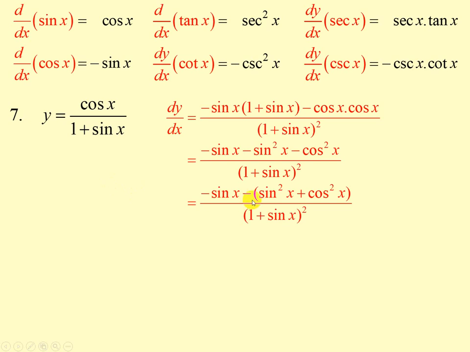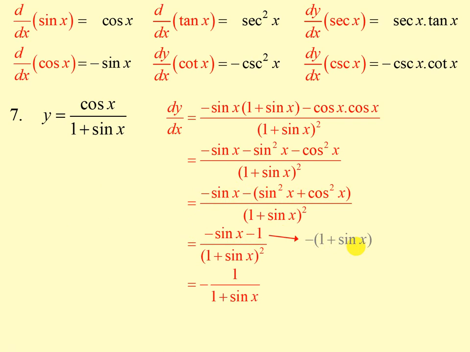So I'm going to take a negative out. So now I have our Pythagorean identity. So I write that it's minus sine x minus 1 all over 1 plus sine x all squared. Well, that's fine. That actually is the same as minus 1 plus sine x. So when I take out the minus and put it there, 1 plus sine x, one of them cancels with the one below. So we're left with 1 over 1 plus sine x.